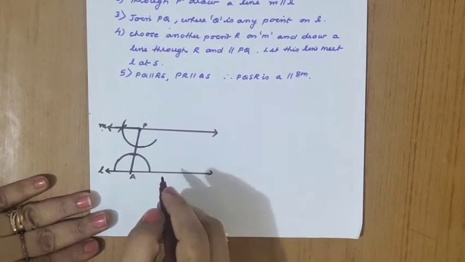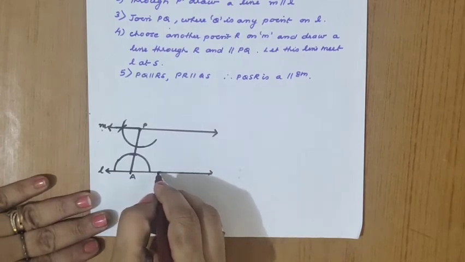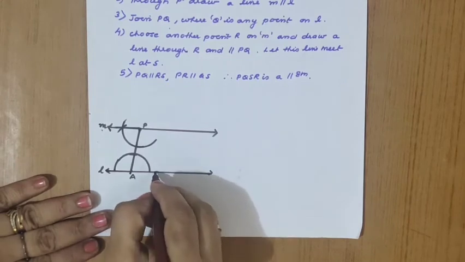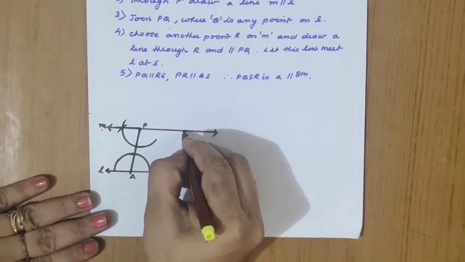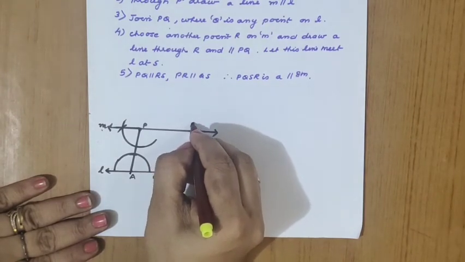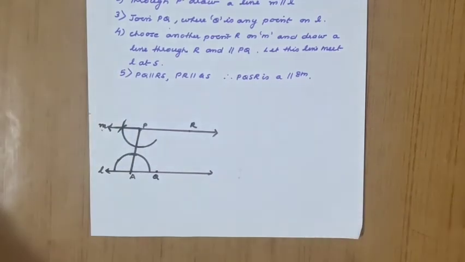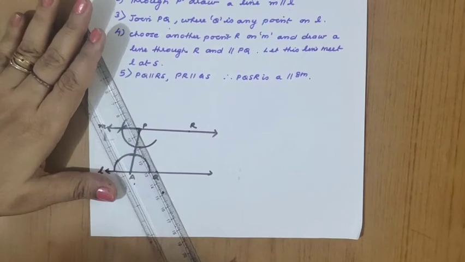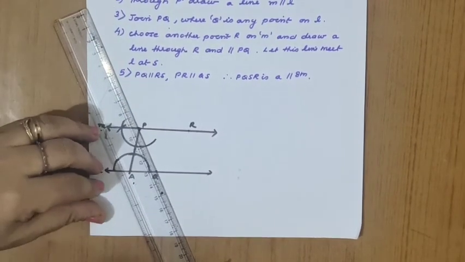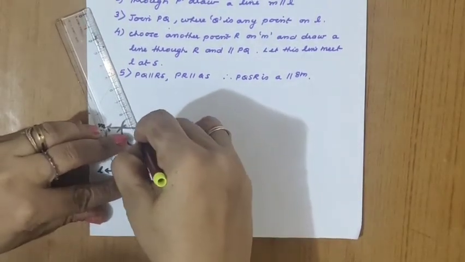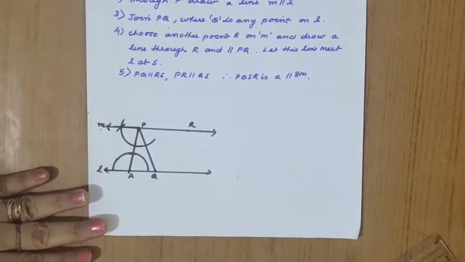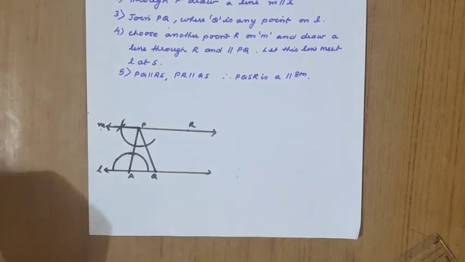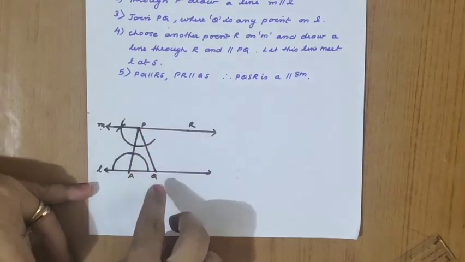Now they are told that Q is a point on this line L. So I'll take here Q and R is on M. So now again we have to draw the parallel line only. So what is the next step? We will join PQ, right? PQ we must join. Okay. Now what is the next step? At R also we have to draw a line which is parallel to this line PQ only.